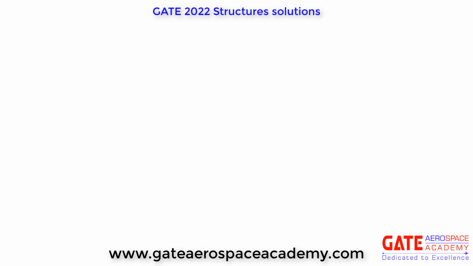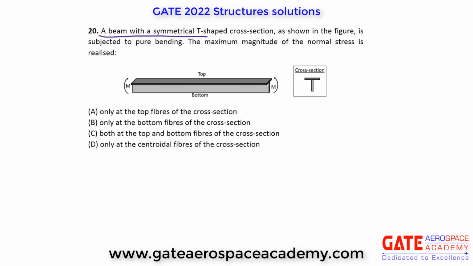Question number 20. A beam with symmetrical T-shaped cross-section as shown in the figure is subjected to pure bending. The maximum magnitude of normal stress is realized. Option A, only at top fibers of the cross-section. Option B, only at the bottom fibers of the cross-section. Option C, both at the top and the bottom fibers of the cross-section. Option D, only at the centroidal fiber of the cross-section.